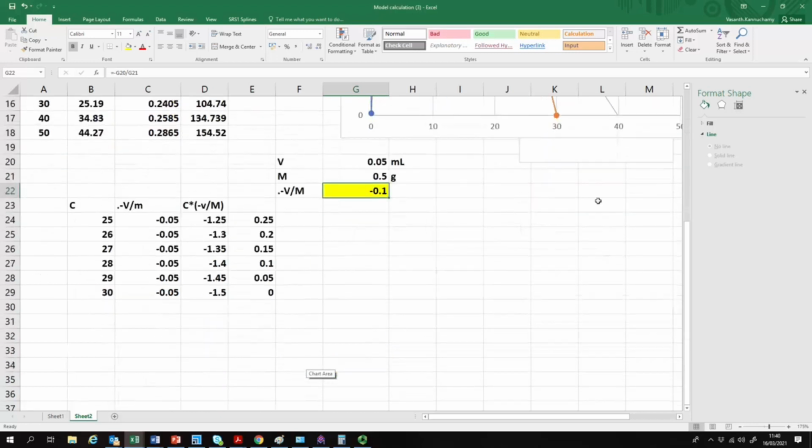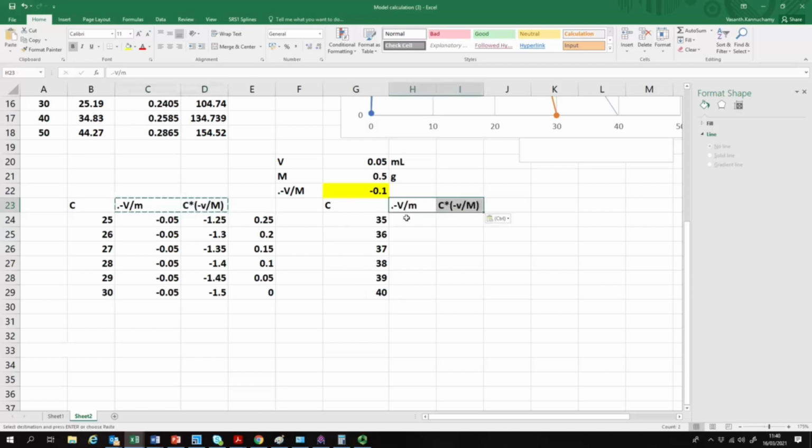The procedure is the same. Yeah? So let's type C. This time I'm going to say 35, 36, up to 40. And just going to repeat the process. So this time your slope value is minus 0.1.